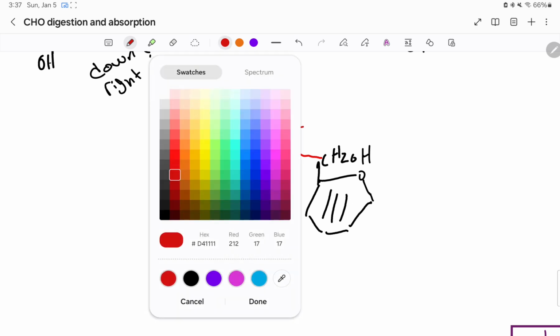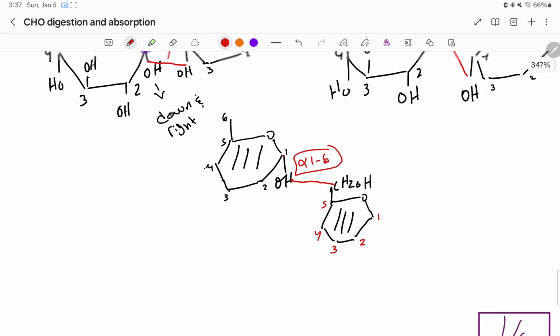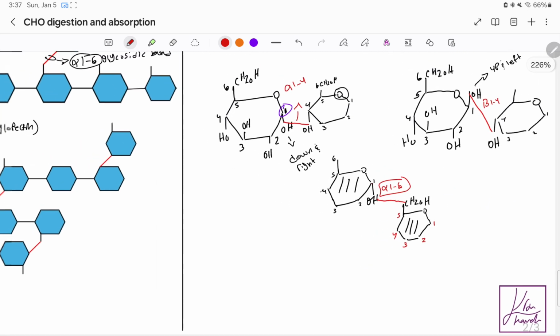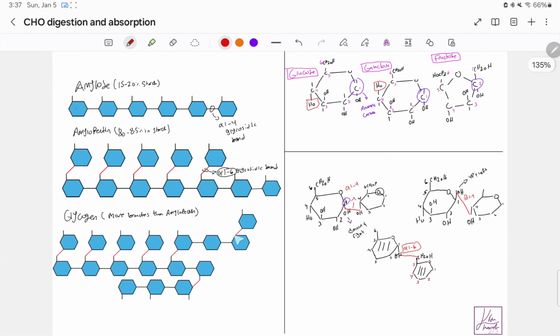And then let's count from the oxygen again. So 1 carbon, 2 carbon, 3 carbon, 4 carbon, 5 carbon, and then 6 carbon. So this 1 hydroxyl is attached to the 6 here. So that's an alpha 1,6 bond. That's how we get these, and that's where there's a branch point. So just to make it clear, this alpha 1,6 is for branching, and the alpha 1,4 is for maintaining this sort of linear structure.